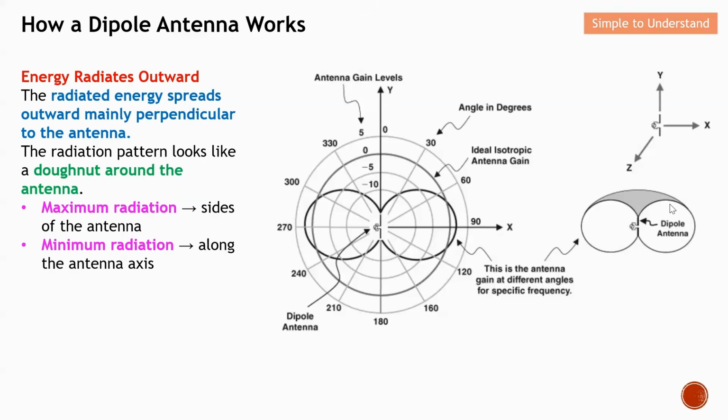So this is only one section. Imagine another section, and you will be able to see a donut when you look from the top. As I mentioned earlier, the antenna has the maximum radiation to the side, as you can see from here, while it has the minimum radiation along the antenna axis, as I illustrated earlier. So this explains the dipole antenna radiation pattern.